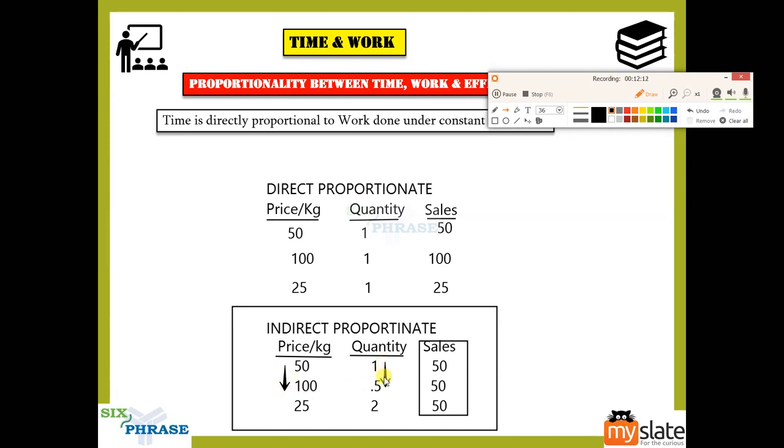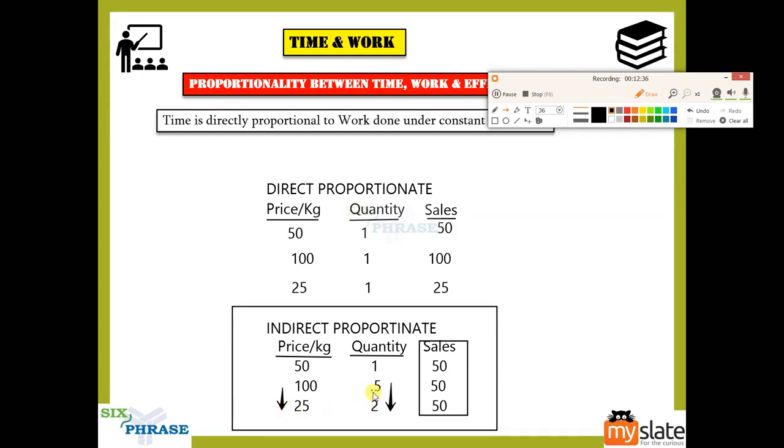So when you decrease the quantity, price per kg is increasing. Okay. Now, when I increase the quantity, look at this, from 0.5 to 2, I'm increasing the quantity. When I increase the quantity, what is happening to the price? The price is getting decreased. Okay, so this is an inversely proportionate relationship.